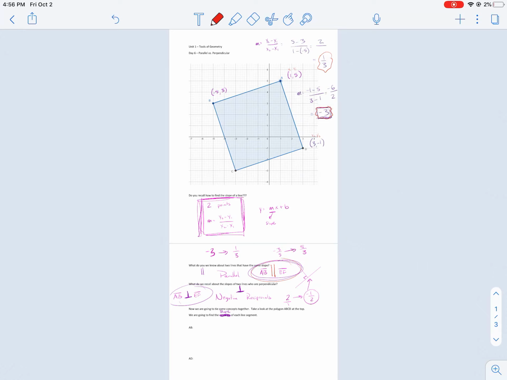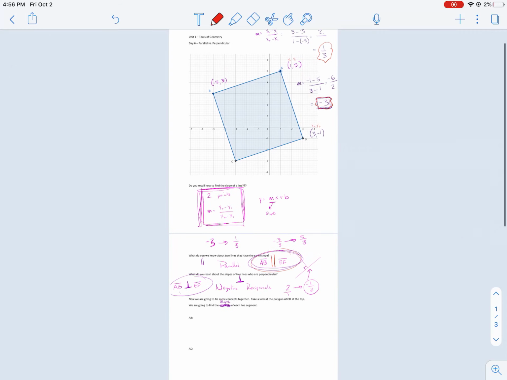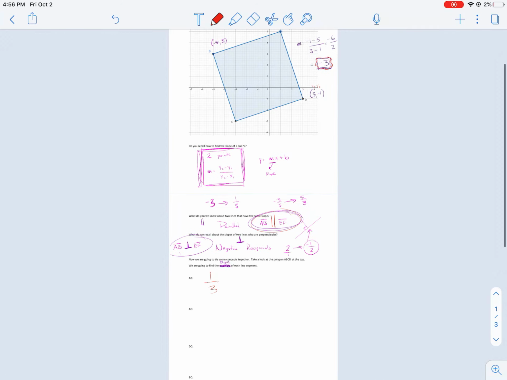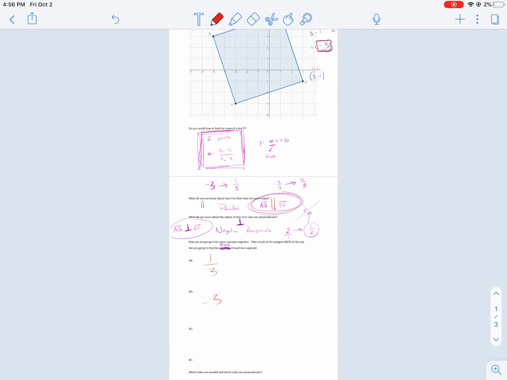But there's a little trick you can use to find the slopes a whole lot quicker. Okay, so I'm going to show you that right now. So the first one I found, what was that? AB was 1/3, right? And then AD is -3. Okay, so if we have a true square, which, hint, hint, it is a square, we should see that DC, its slope should be 1/3, and BC, its slope again should be -3, right?